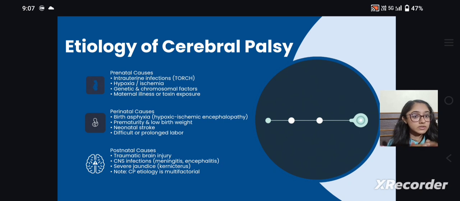And for the note, CP etiology is multifactorial. It means that it's not based on one factor or one etiology or one cause. It could be multiple.